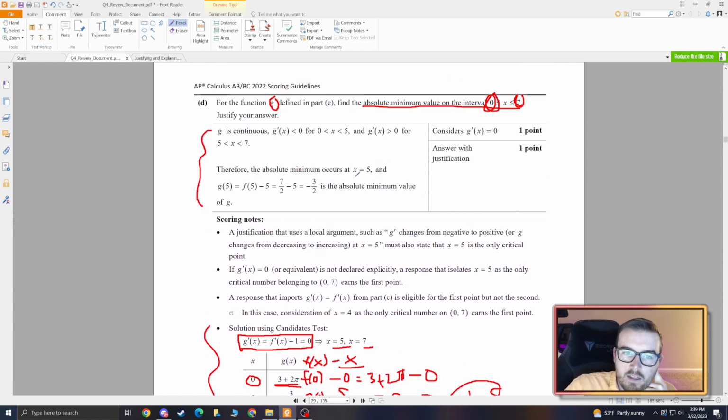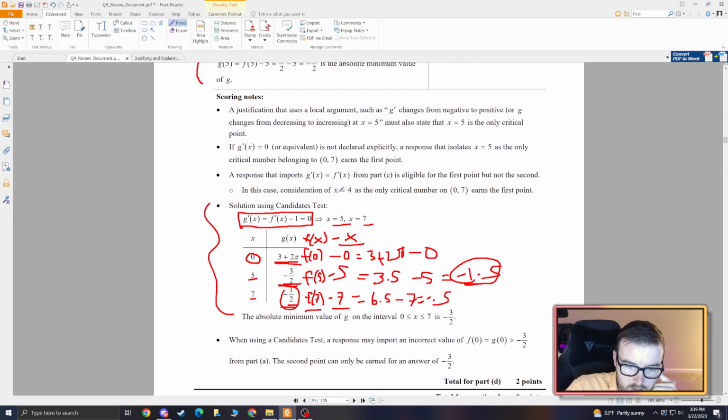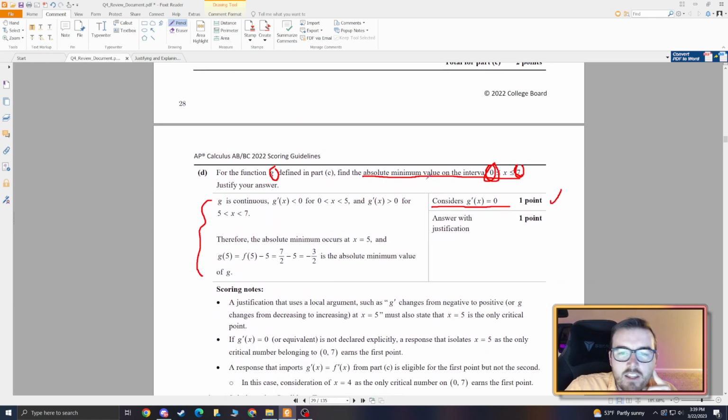So if we further analyze this problem, they're giving us 2 points here. What do we want to do? We set the derivative equal to 0, and they're going to give us a point, and then our justification is the candidates test, and then we just simply want to state the minimum. A nice simple sentence: the absolute minimum value of g on the interval 0 to 7 is negative 3 halves. We're just taking their words and throwing them back out at them.